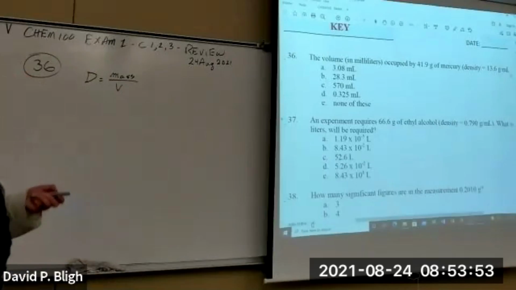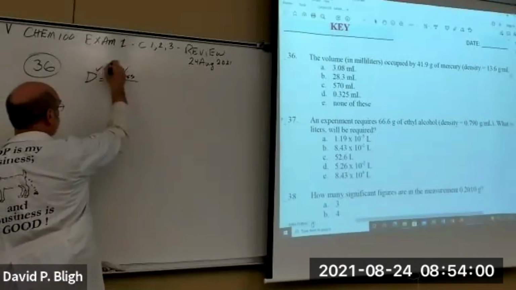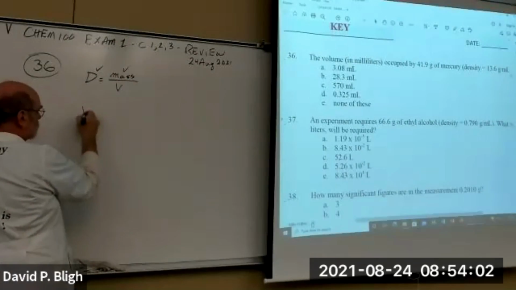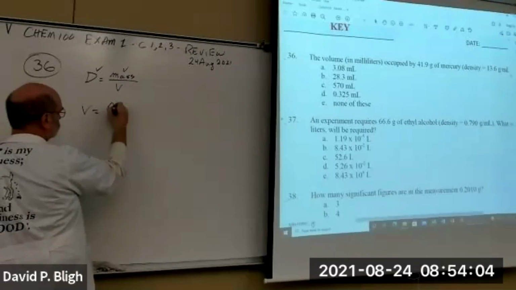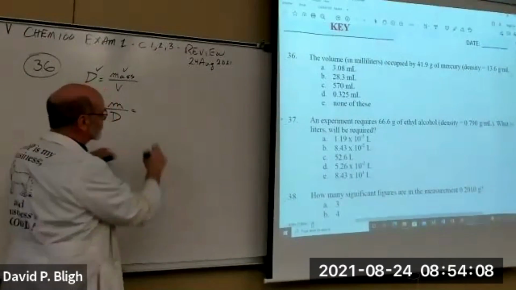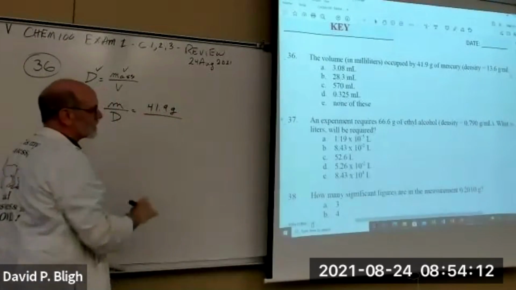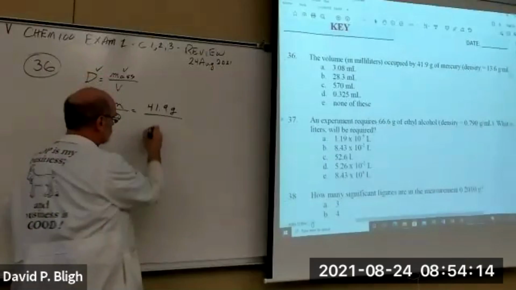Okay, so we're given mass and we're given density, right? We're given this one, we're given that one, so we can find that one. So let's just solve for that. There we go. So now we can put the mass in, 41.9 grams, and the density is what? 13.6.